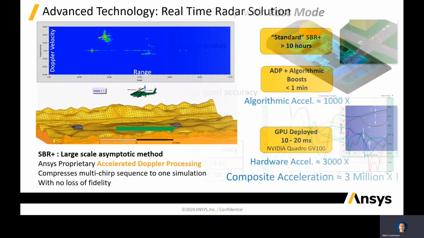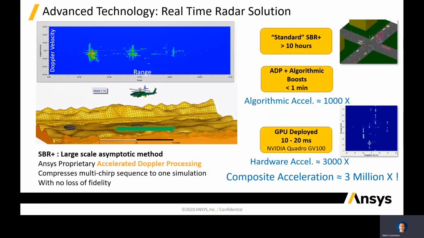Another new technology I alluded to earlier, and this comes from our SBR Plus solver technology, is real-time radar. Now, what we want out of a real-time radar solution is a range Doppler plot like we're showing here in these two examples of a helicopter over a battlefield and a complex intersection scene for an automotive radar example. SBR Plus is a large-scale asymptotic method allowing us to solve these very, very large scenes. And with an Ansys proprietary methodology we call ADP, or Accelerated Doppler Processing, we can take this multi-chirp radar sequence simulation down to one simulation with absolutely no loss in fidelity.